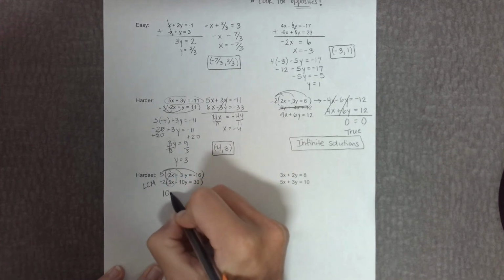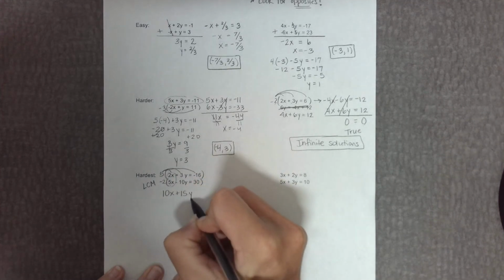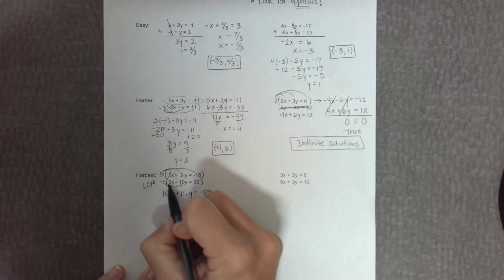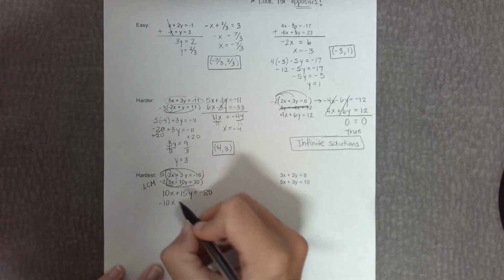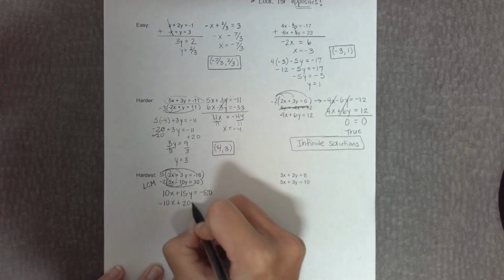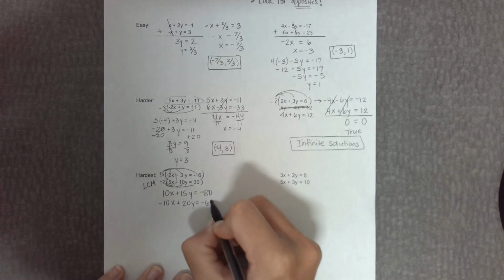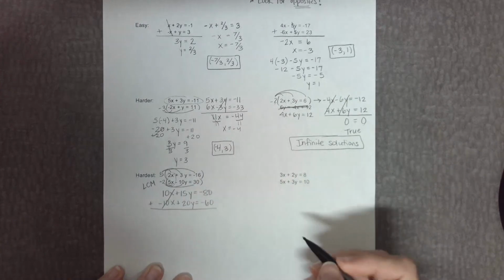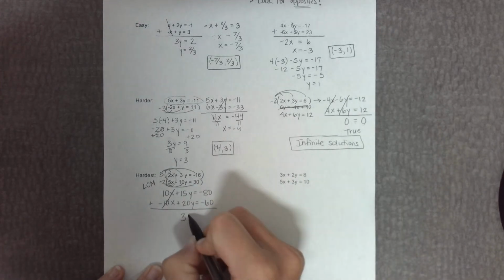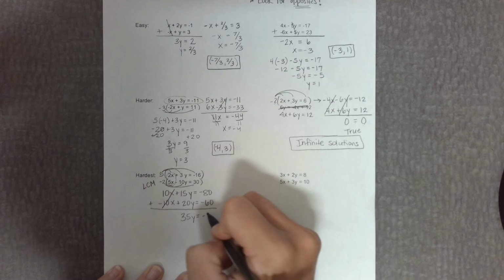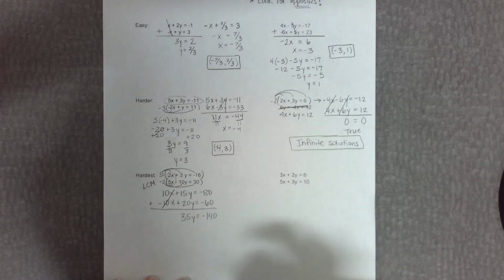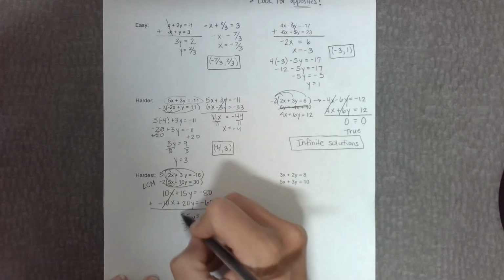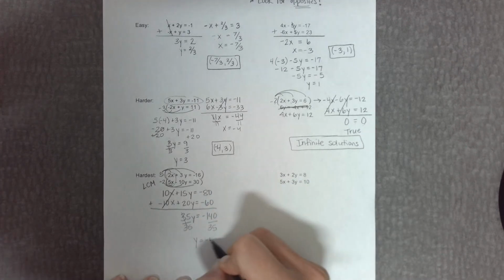It's going to create 10x plus 15y equals negative 80. And then the bottom equation, when I multiply by negative 2, is going to create negative 10x plus 20y equals negative 60. And now I'm ready to add. So when I add, the x's eliminate. I get 35y, and I get negative 140 for my constants. And then we need to divide both sides by 35 here to solve for y. And y is negative 4.